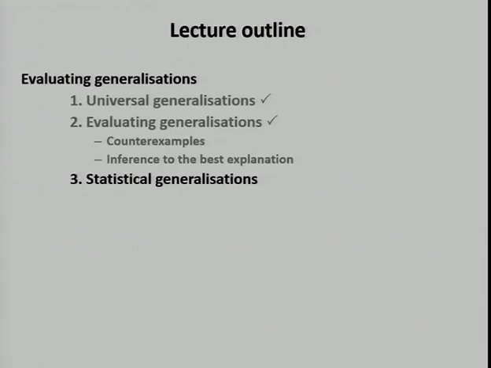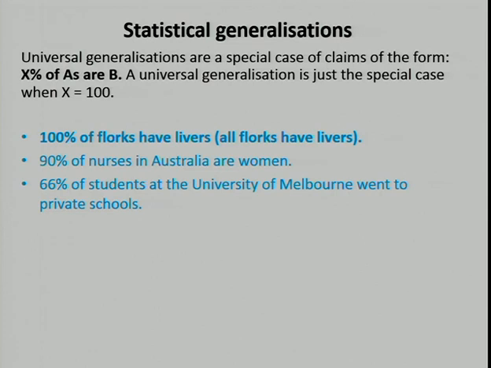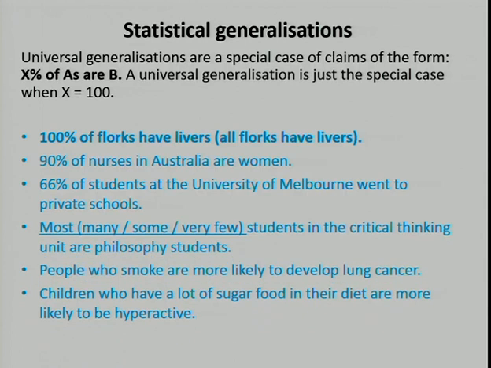So then we can move to statistical generalizations, and that's going to be the last part for today. And again, a universal generalization is just going to be a specific subgroup of statistical generalizations where we're talking about exactly 100%, about exactly all, and not just many or some members of a group. So this can be done in percentages. This can be done in terms like most, many, some, very few, and so on and so forth.